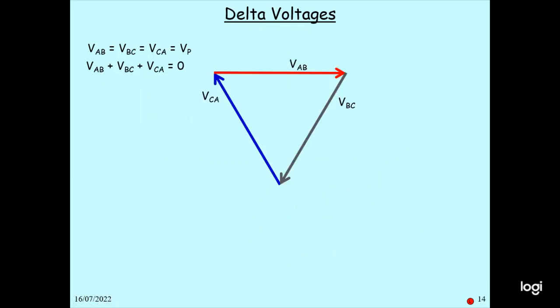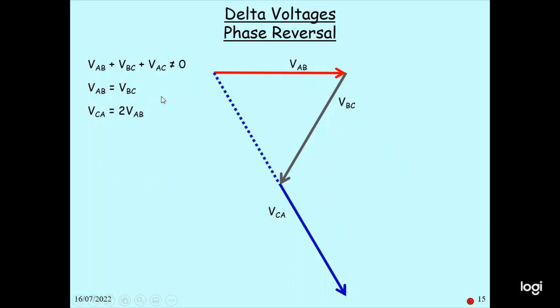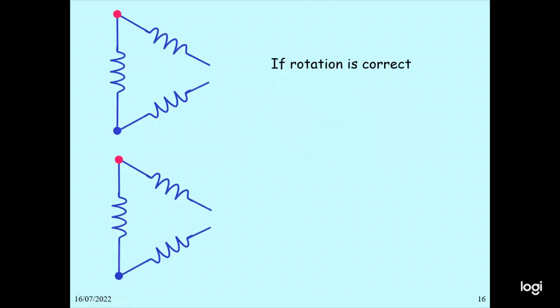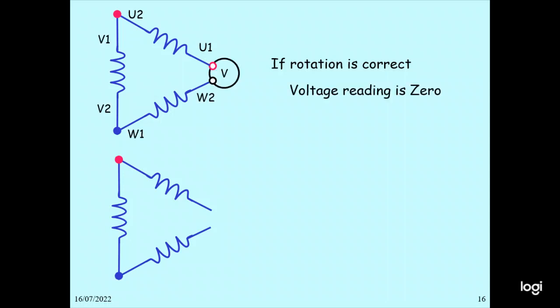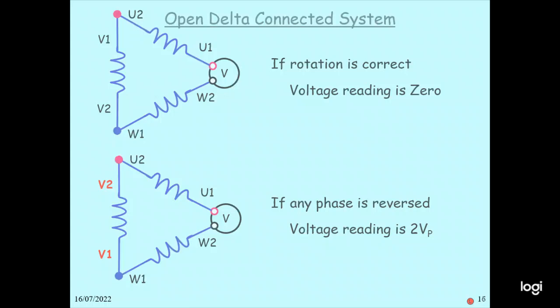This is the delta voltage. VAB equals VBC equals VCA equals V phase. So in this case, VAB plus VBC plus VCA equals 0. With a delta voltage phase reversed, VAB plus VBC plus VCA is not equal to 0. VAB equals VBC, and VCA equals 2 times VAB. If the rotation is correct, the voltage reading is 0. If any phase is reversed, the voltage reading is 2 V phase. So this is the way we get it.